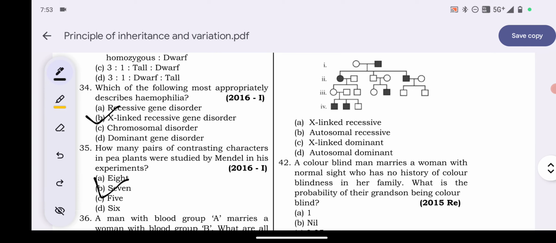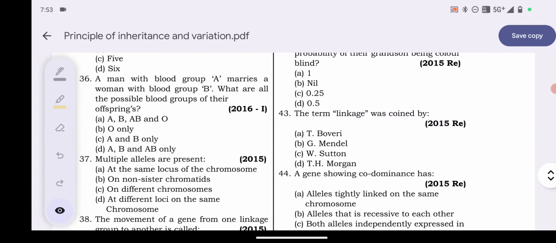Next one, question number 36. A man with blood group A marries a woman with blood group B. What are the possible blood groups of their offspring? Male's blood group is A, female's blood group is B. What will be the possible offspring's blood groups? So it can be A, B, AB, and O also. So the answer will be option A.